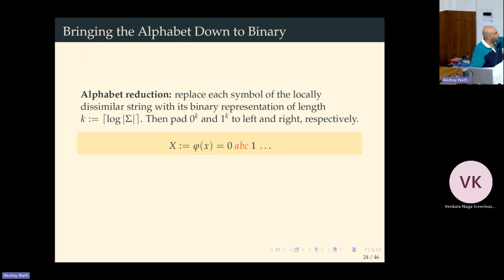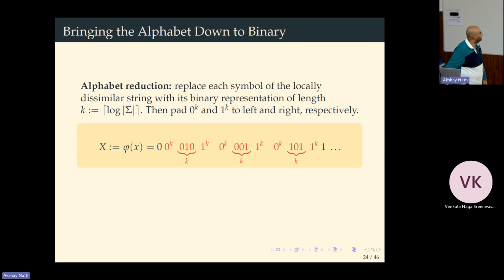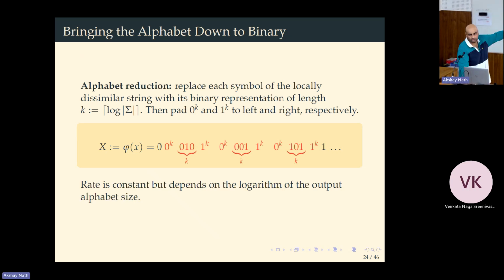So you have basically 0, A, B, C, 1, and now your A is basically 0, 1, 0, B is 0, 0, 1, C is say 1, 0, 1, and then you have 0 to the K, where K is the size of the alphabet in bit representation. And we can show that this remains an isometric embedding.